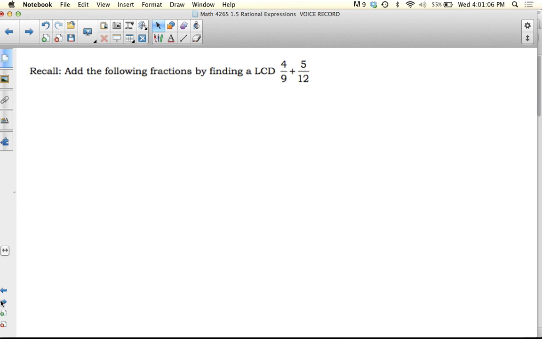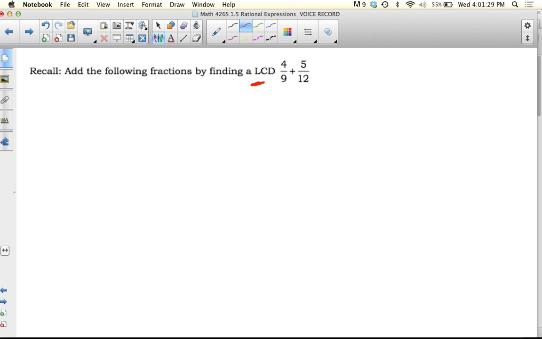Okay, 4 over 9 plus 5 over 12. This one's a little bit different because now we want to find a common denominator, but 9 times 12 in this case doesn't actually give us the lowest common denominator, okay? Keyword being lowest there. There's actually another way we can figure out what our lowest common denominator is.